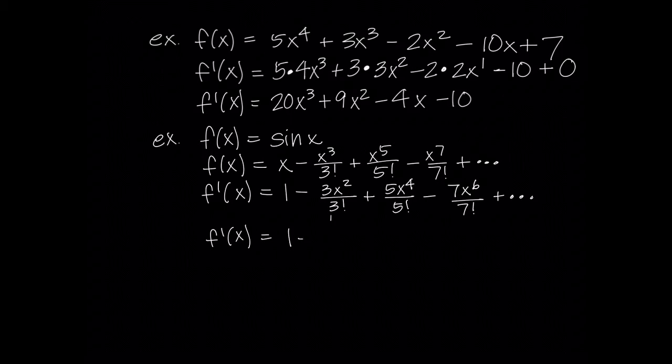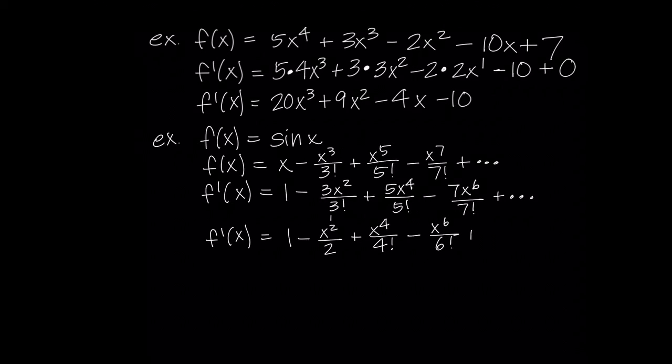We have 1 minus, now 3 over 3 factorial is 2. 5 over 5 factorial is 4 factorial. 7 over 7 factorial is 6 factorial. Plus dot, dot, dot. Now, if I think of 2 as 2 factorial, does this look familiar?